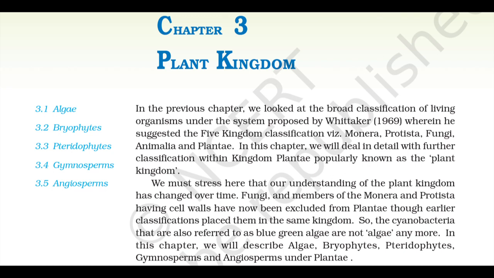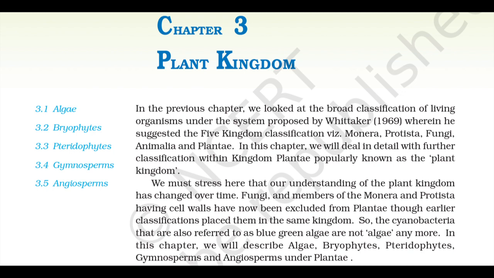Chapter 3: Plant Kingdom. In the previous chapter, we looked at the broad classification of living organisms under the system proposed by Whittaker in 1969, wherein he suggested the five kingdom classification: Monera, Protista, Fungi, Animalia, and Plantae. In this chapter, we will deal in detail with further classification within kingdom Plantae, popularly known as the plant kingdom.